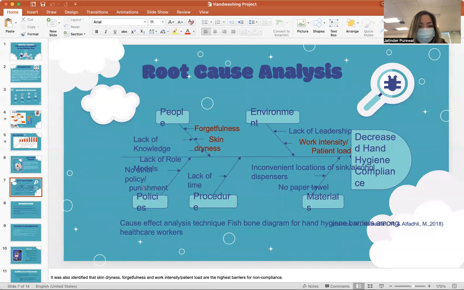No strict policy or punishment. Under procedures were lack of time. Under materials were inconvenient locations of sink and alcohol dispensers and having no paper towels available. It was also identified that skin dryness, forgetfulness, and work intensity or patient load are the highest barriers to noncompliance.